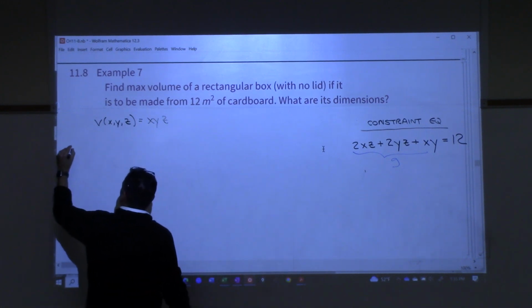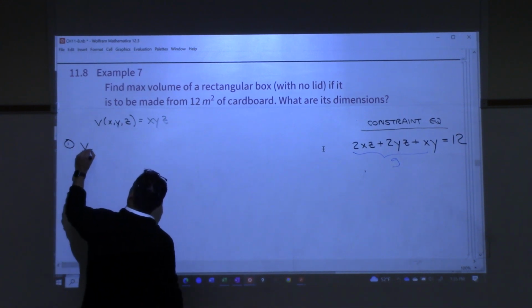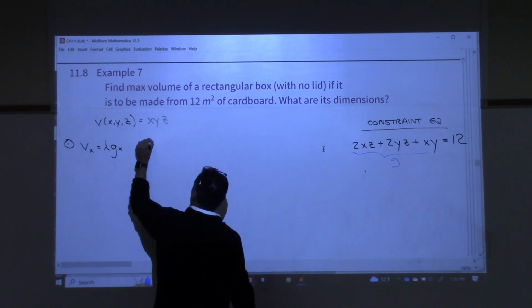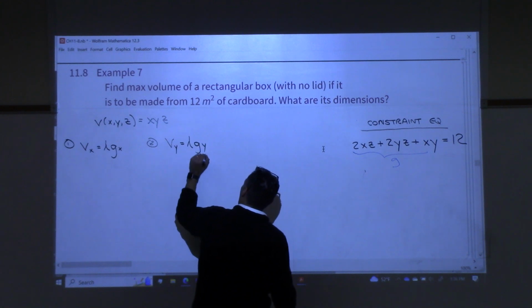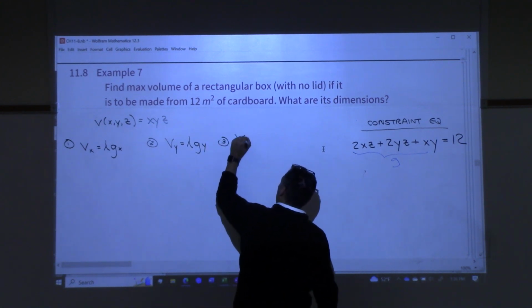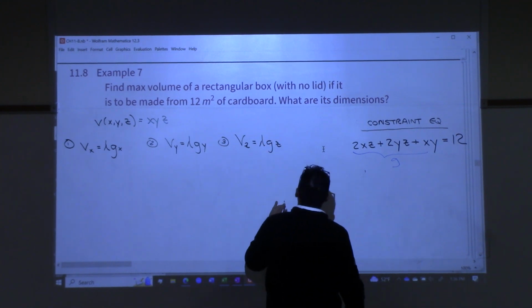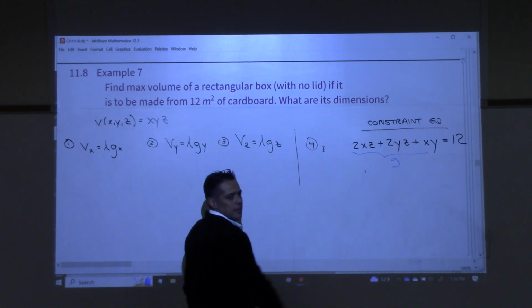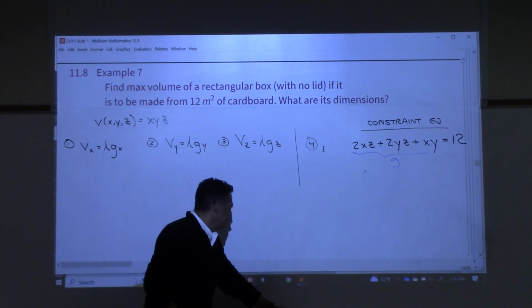All right. First equation that I'm going to have, I need the partial of v with respect to x equals lambda times partial of g with respect to x. Second equation, partial of v with respect to y must equal lambda times partial of g with respect to y. Third equation, partial of v with respect to z must equal lambda times partial of g with respect to z. And then my fourth equation is that equation. And now I go to town with my partials.